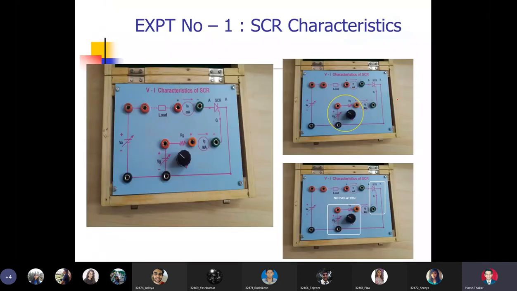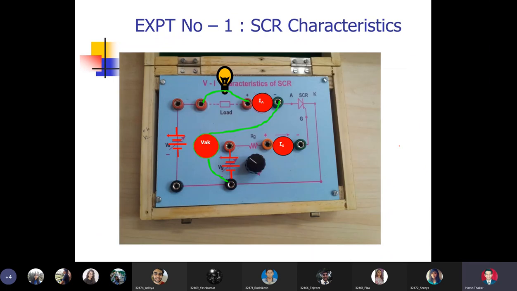Now we come to the kits, but I am not going to show the kits from here, because this PPT was made to help students revise how to make the connections on the kits. So this is irrelevant to you now, because I have already shown how to make the connections. In the SCR characteristics experiment, where you have to connect the voltmeter, between which sockets you should connect the ammeter, where you have to connect the load, etc.